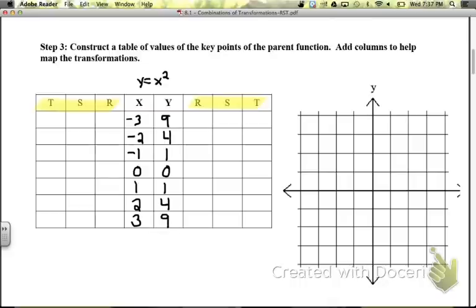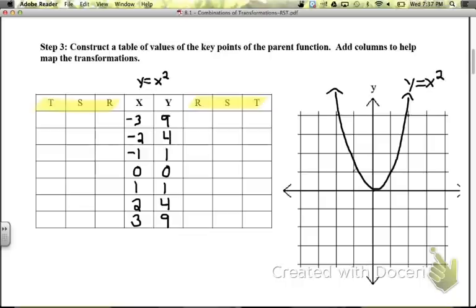So we could graph this. We have 0, 0, 1, 1, and 2, 4. Similarly on the other side of the origin as well. And that there is our parent function of y equals x squared.